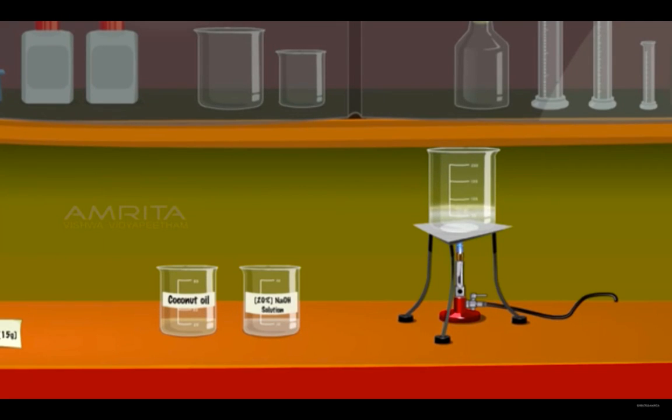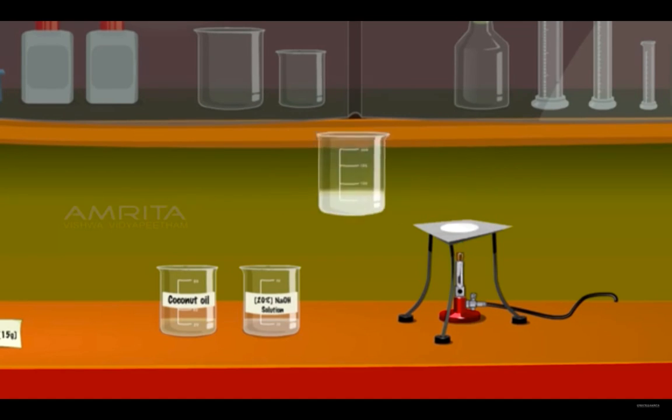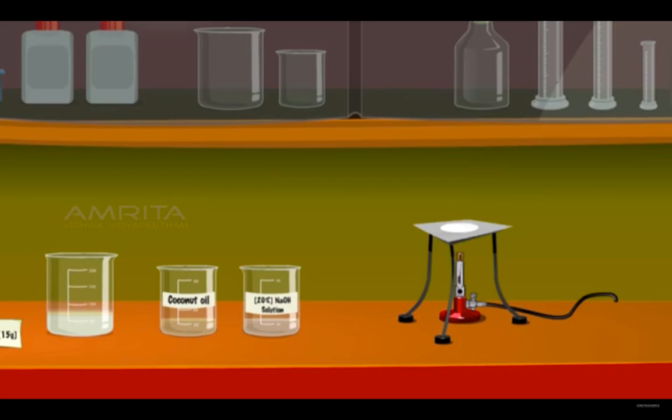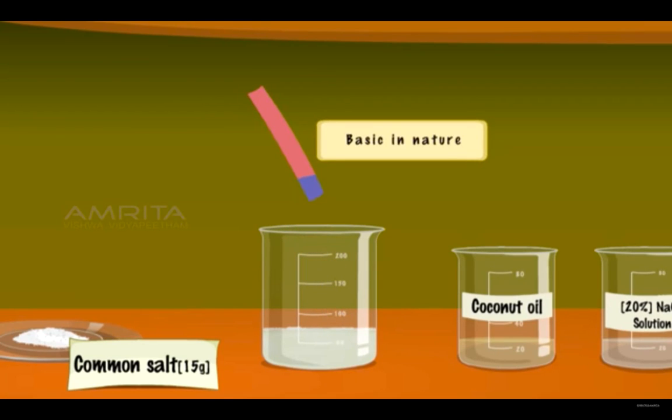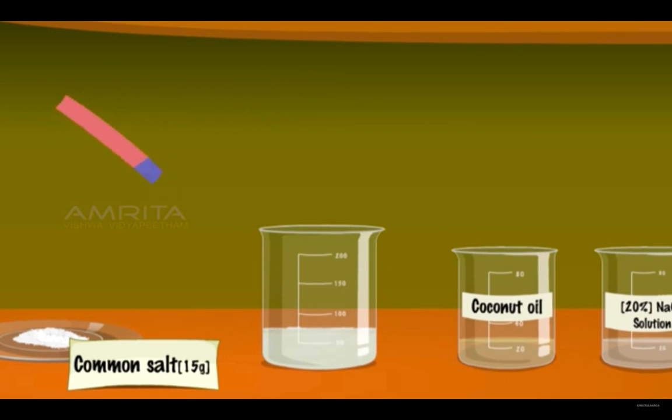The mixture is made up of soap in suspension form and glycerol. Remove the beaker from the flame and allow it to cool. Dip a red litmus paper in the suspension formed. When dipped in the suspension, red litmus paper changes to blue color. This shows that the soap solution is basic in nature.